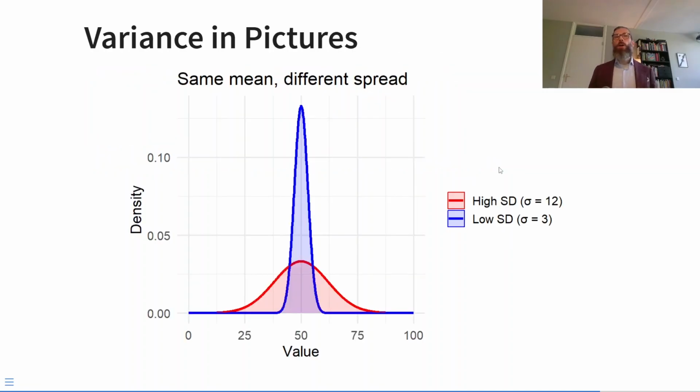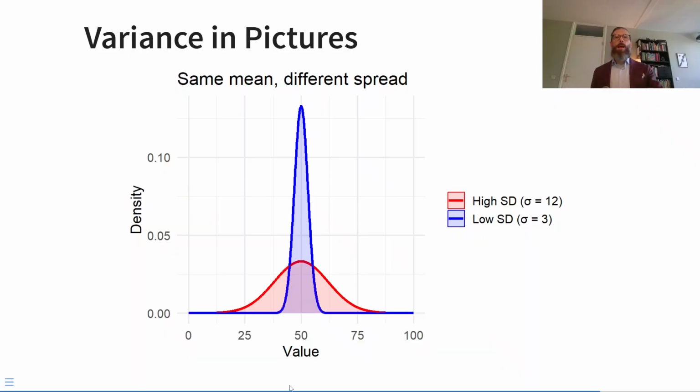In pictures, here are two different distributions of continuous variables. You see the red distribution that has a high variance or a high standard deviation, which means that it's more spread out around the mean. And the blue distribution is more peaked, and that means it has a small variance or a small standard deviation, and its scores are more tightly clustered around the mean.